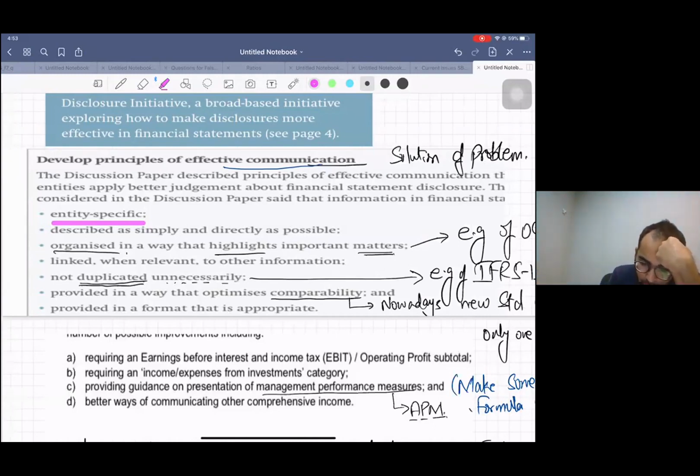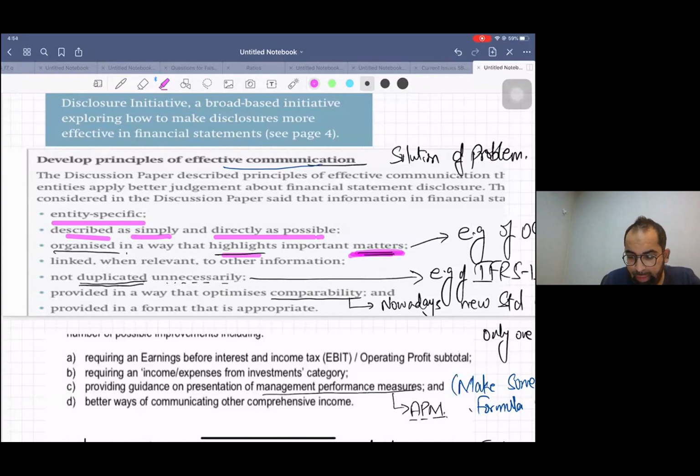Then it should be described as simply and directly as possible. They will guide accountants to do direct communication. No need to do detailed things. Just try to be effective. Then organize in a way that highlights important matters.